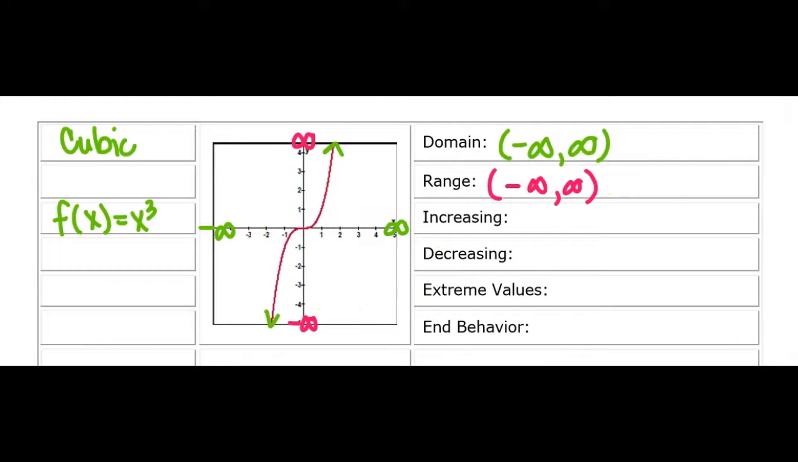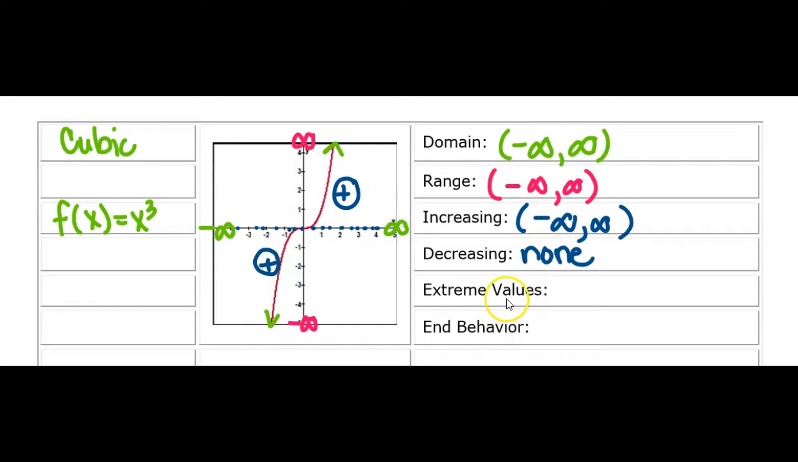So let's read our graph from left to right. The y values are increasing on that part, and then it kind of turns and it continues to increase. It is strictly increasing. So from negative infinity all the way across the graph, we are always increasing. So from negative infinity to positive infinity. And then what about decreasing? Well, we just said the graph is strictly increasing, so for decreasing we should say none.